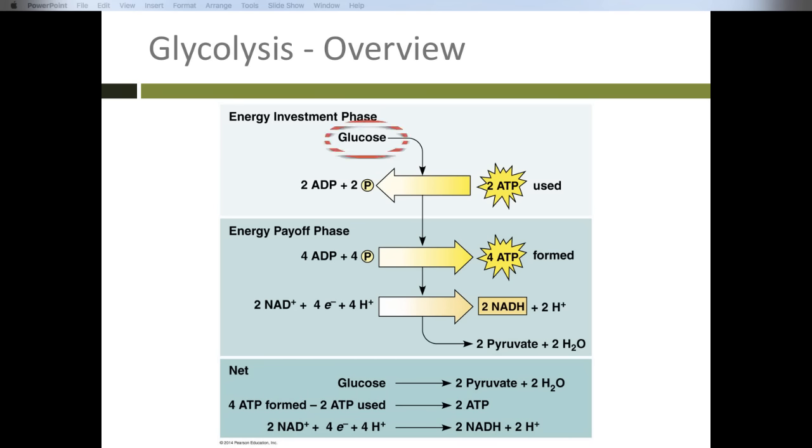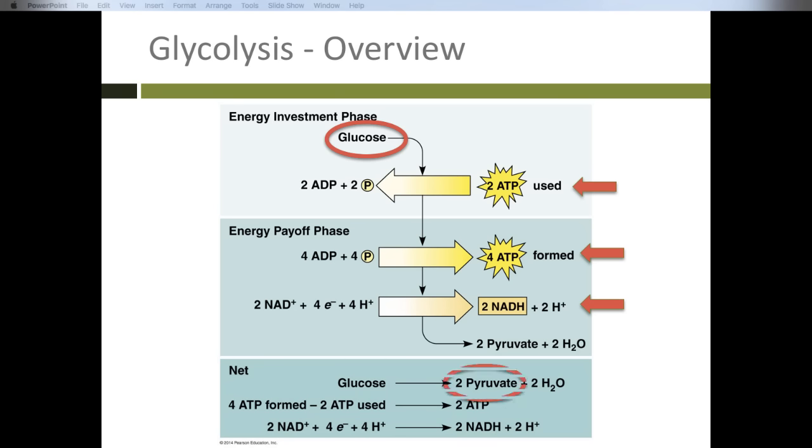You start with glucose and have to add 2 ATP during the investment phase. During the energy payoff phase, you get 4 ATP produced and 2 NAD are reduced to NADH. Remember, these electron carriers are now full of electrons and hydrogens and will make their way to the mitochondria for use later. All of this happens in the cytosol of the cell, and you don't see any oxygen gas here, so you know that no oxygen is needed.